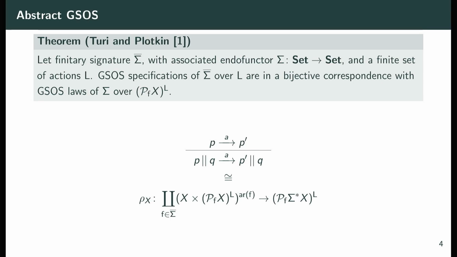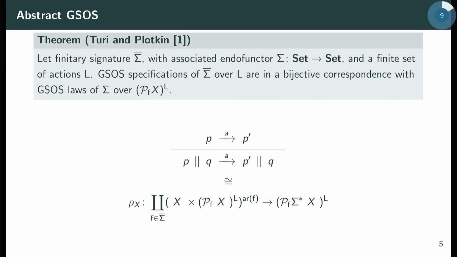So they said that to give a rule like this is equivalent with giving a family of functions like this. Roughly, the domain of this family of functions here is matched with the source of the conclusion and the premises, while the codomain is matched with the target of the conclusion. And I want you to understand this. I think it's didactic. I think it's worth spending a little bit of time on this, because I think it's pretty intuitive in the end.